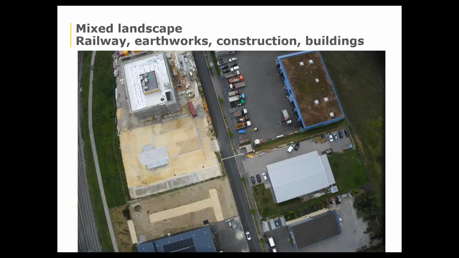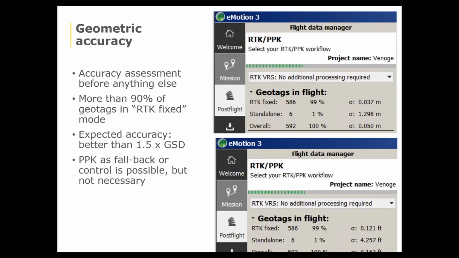What is the content of the images? As mentioned, there is a railway on the side, there are earthworks everywhere, there are constructions, buildings, cranes, vehicles, and all kinds of interesting buildings that we will be able to see in a few seconds in the next part. And landing, your images are geotagged precisely because we went RTK. RTK was successful. So we have now 592 images ready to be processed in Drone2Map, and this is where Mark from Esri will take over.